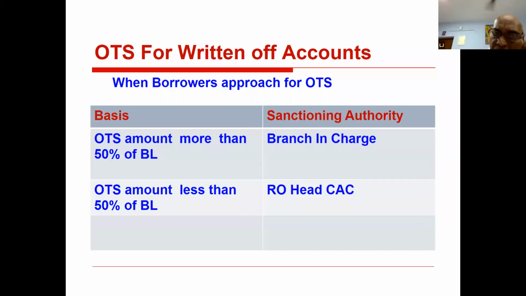So, or the NPA liability. If the OTS amount is more than 50% of the book liability and the borrower is offering, then the branch in charge can settle the OTS. No question of compromise, no question of unapplied interest calculation. If he is paying anything more than 50% of the book liability as OTS, then the branch in charge can settle the OTS. And if he pays anything less than 50% of the book liability, RO at the CAC can permit the OTS. Okay, this slide also you should know.